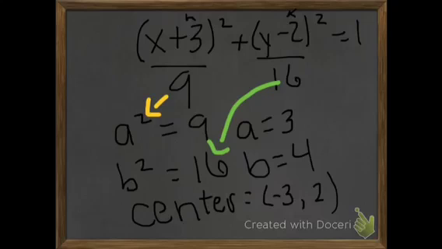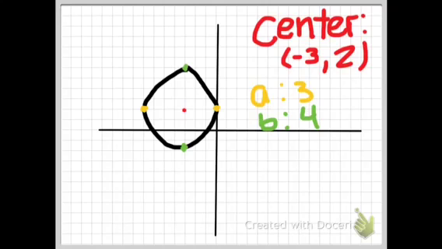Now, if you want to pause right here and try to graph it yourself, I'm about to show the graphed equation. Okay, here it is. I highlighted the dots so we could see them a little better. The center is in red. It's negative 3, comma 2. And for a, you move side to side 3, on both sides. And for b, you go up 4 and down 4. And that is a quick little tutorial on how to graph an ellipse.